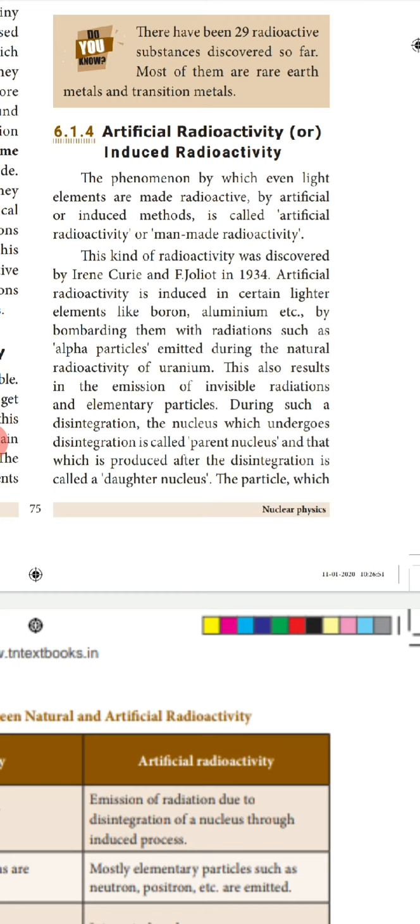Some elements emit radiations by inducing something that is said to be artificial or man-made. Man is making those radiations to emit. This kind of radioactivity was first discovered by Irene Curie and F. Joliot in 1934. Artificial radioactivity is induced in certain lighter elements like boron and aluminum by bombarding them with radiation such as alpha particles emitted during the natural radioactivity of uranium.